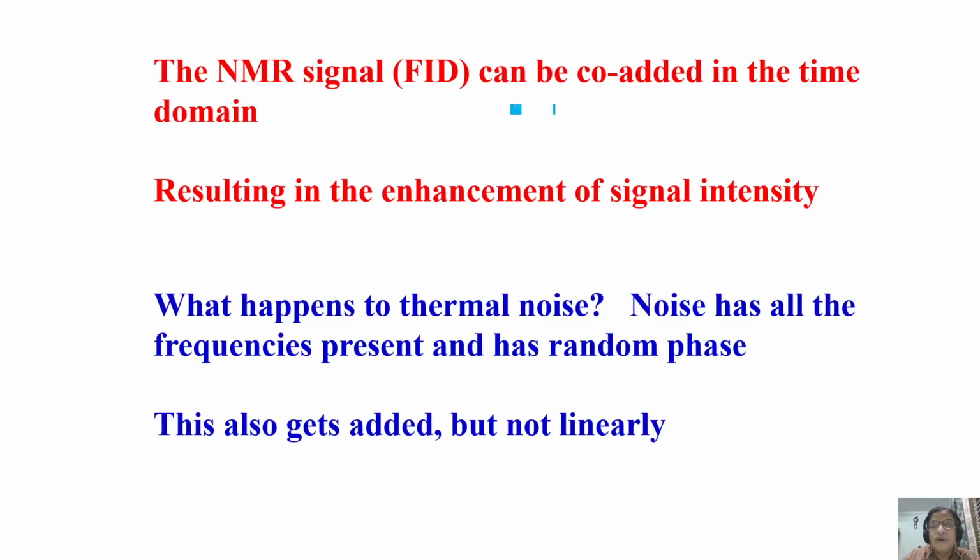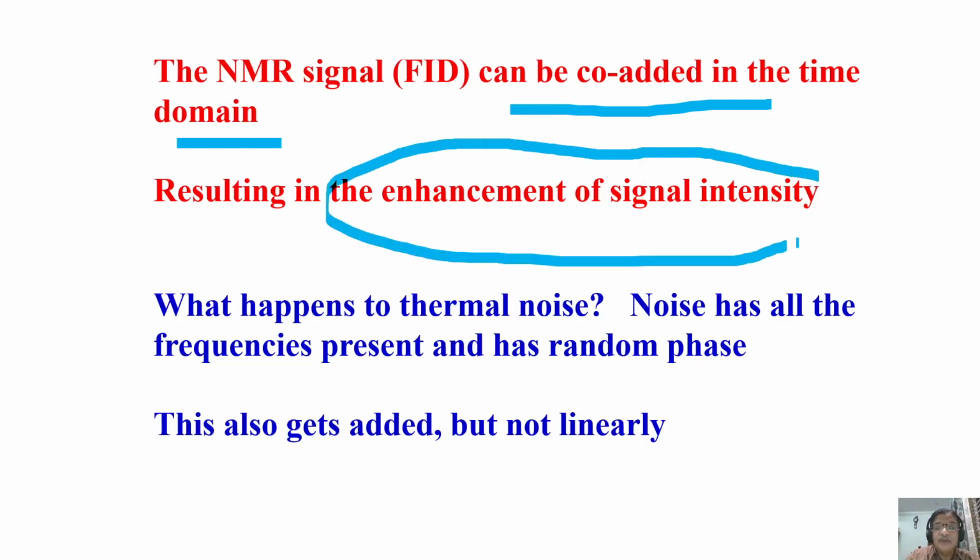NMR signal can be co-added in the time domain. In the time domain, you send the radio frequency pulse, collect the free induction decay. Send another one, collect the free induction decay over this. You keep adding it. Then what happened? At the end, when you do the Fourier transformation, you will see the enhancement in the signal intensity.